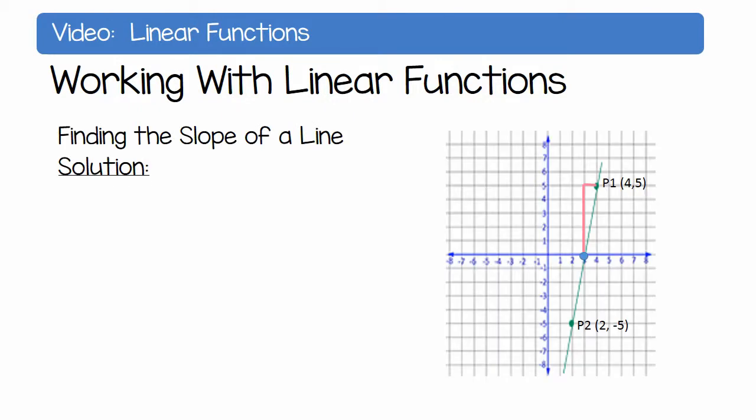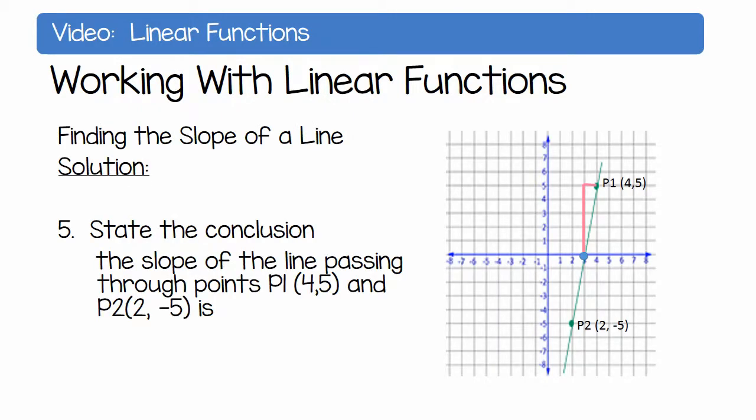And now, the last step is to state the conclusion. The slope of the line passing through points P1 at 4, 5 and P2 at 2, -5 is 5 over 1, or we could just write it as 5.